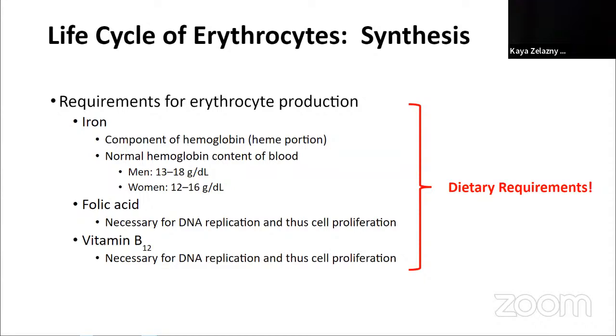So that's why you see that as a dietary requirement of pregnancy and in other parts of life as well, because all your cells need to divide to repair themselves, to repair your body. So these are general requirements for normal function. It's just that they are also requirements for red blood cell production.